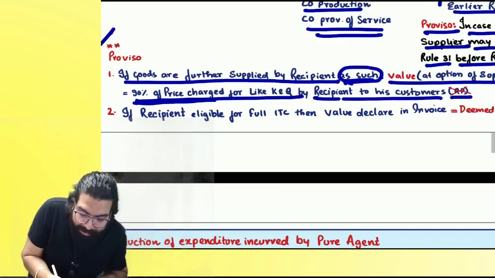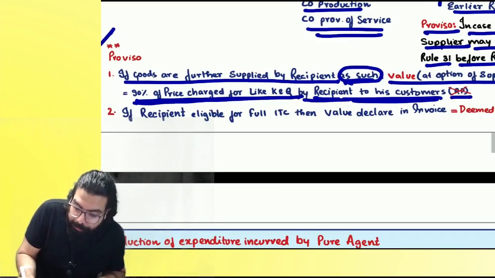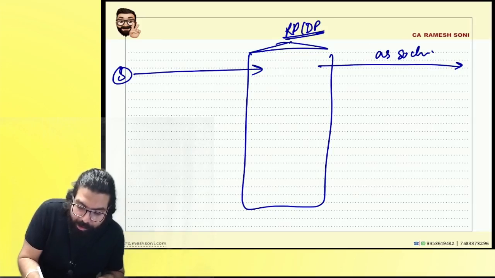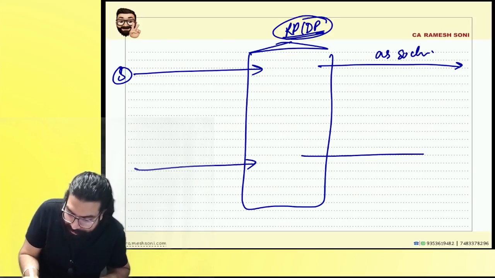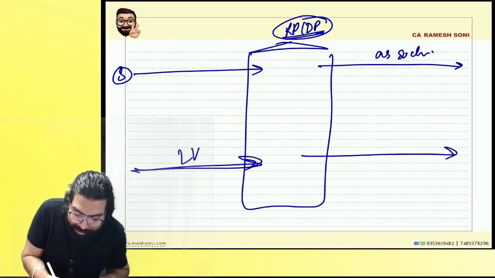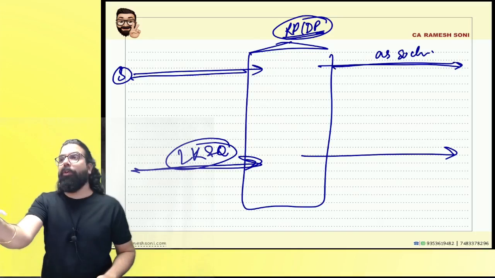They are telling over here 90% of the price charged for like kind and quality by the recipient to his customer. So he might also be taking goods from someone else and selling them further. Those goods are like kind and quality goods, not my goods. So it is 90% of their sale value. No, no, no, no.